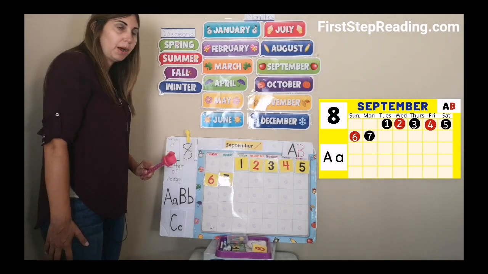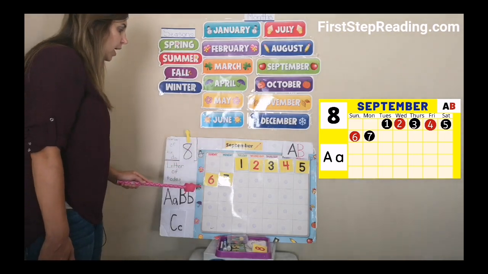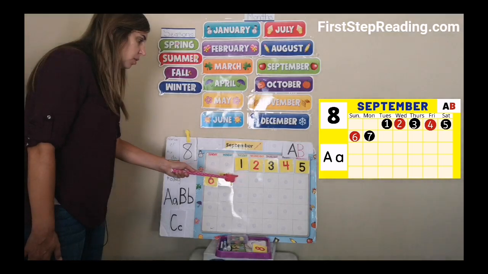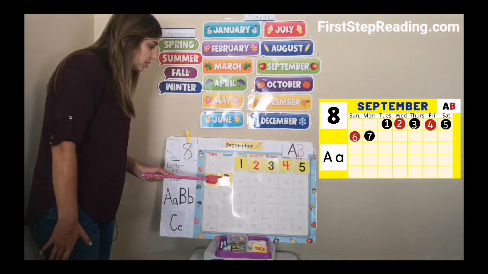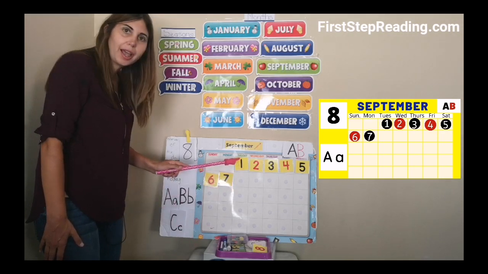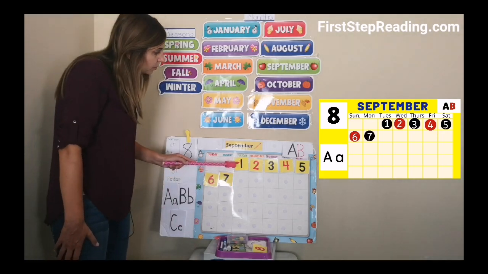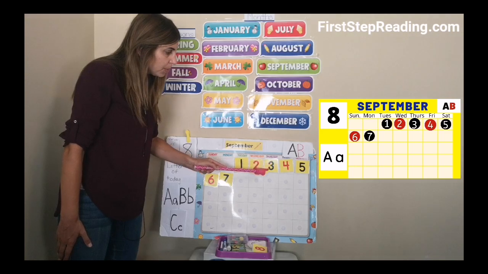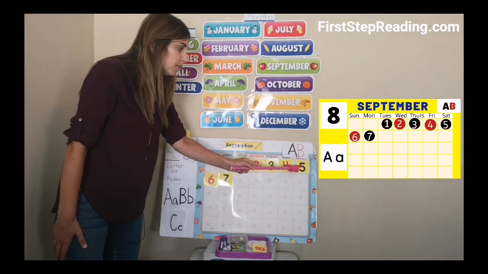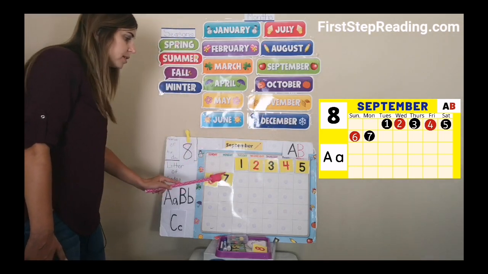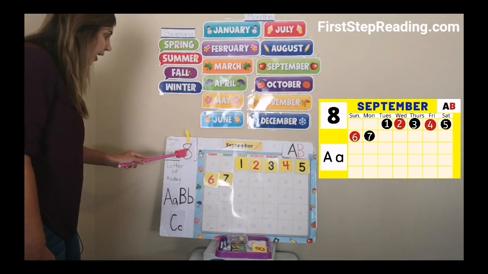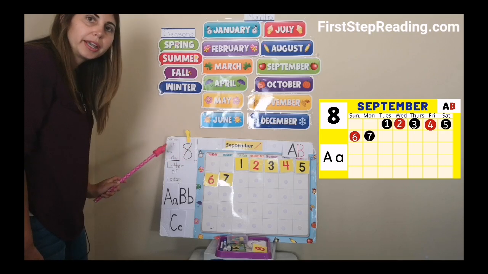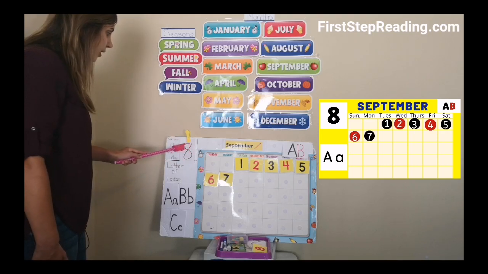September is the month I'm talking about, and I'm trying to figure out what the day is. It's the number that comes after 7. So let's count and figure it out. 1, 2, 3, 4, 5, 6, 7, 8. 8 is the date I'm talking about today. This is how you make an 8.